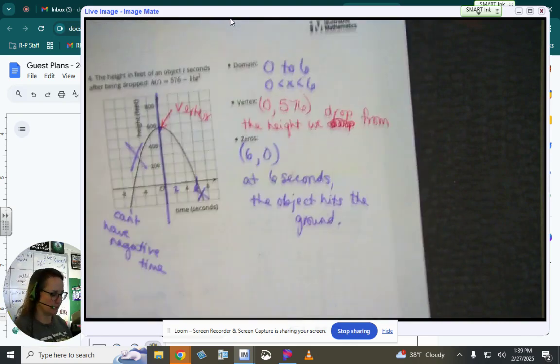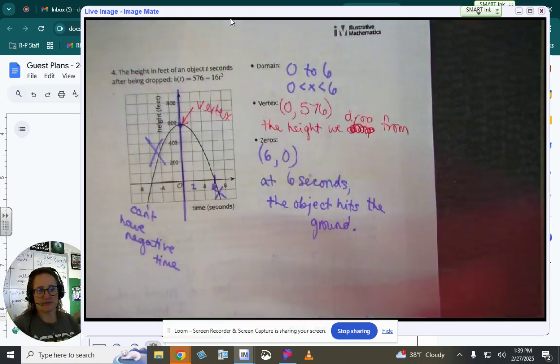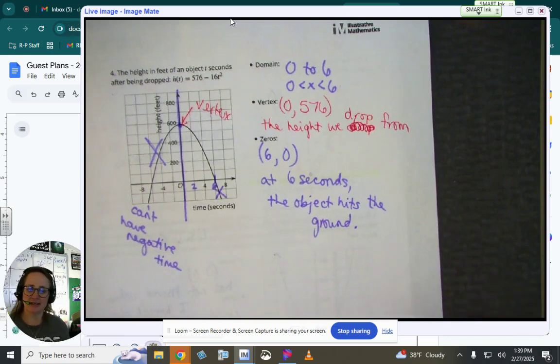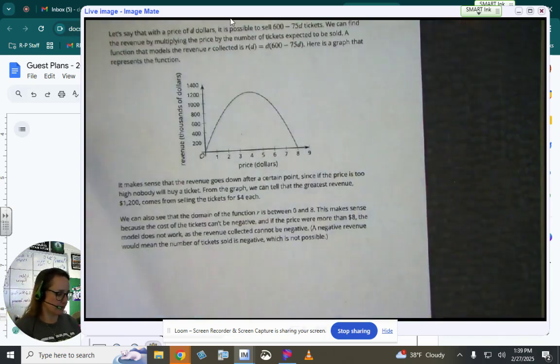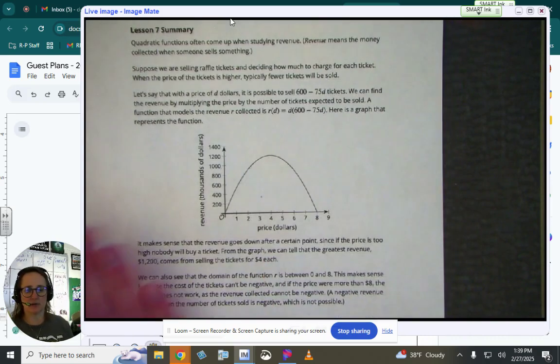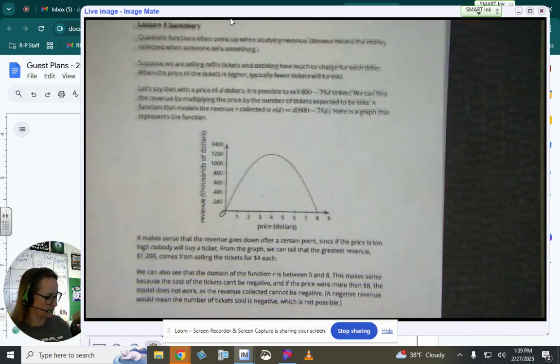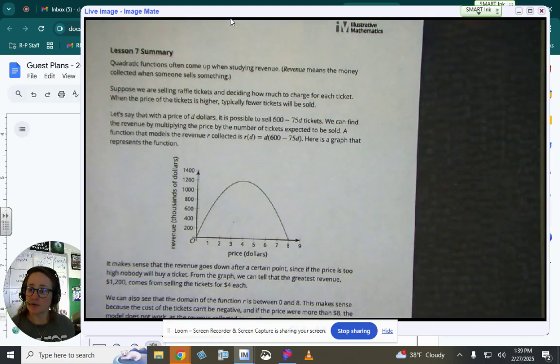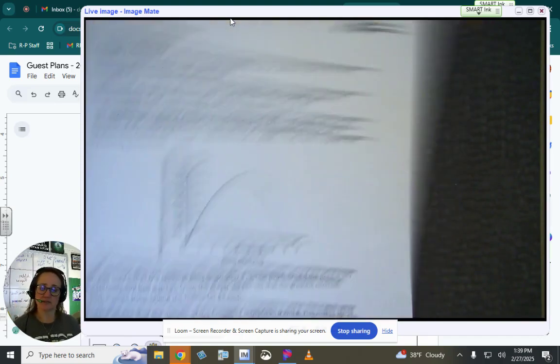All right, so different situations have different domains and vertices and zeros. Take a look at the lesson summary. It's going to tell you a little bit more and some ideas about how we would look at some of those limitations. And it's time to go look at some practice problems from lessons 5 and 7.